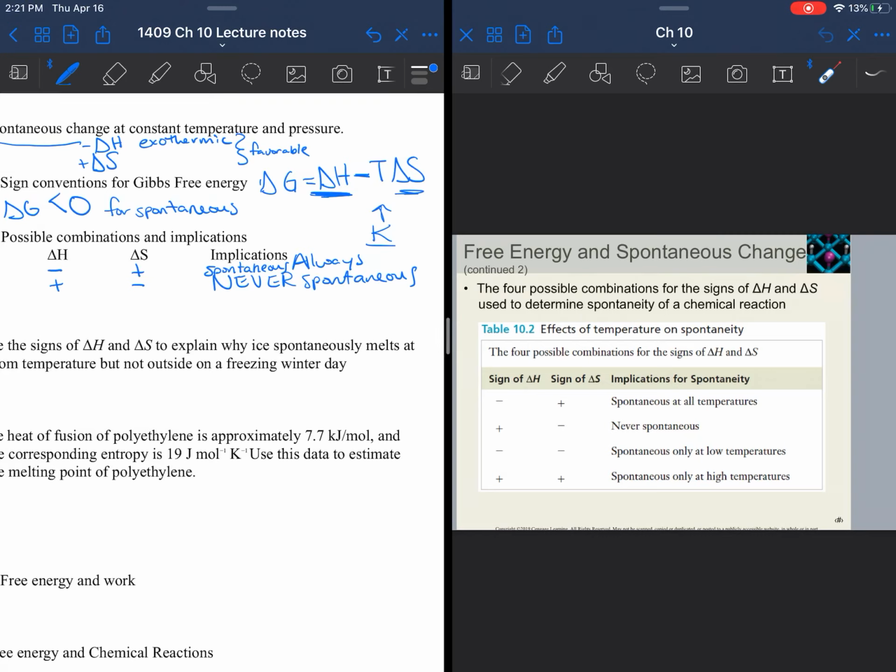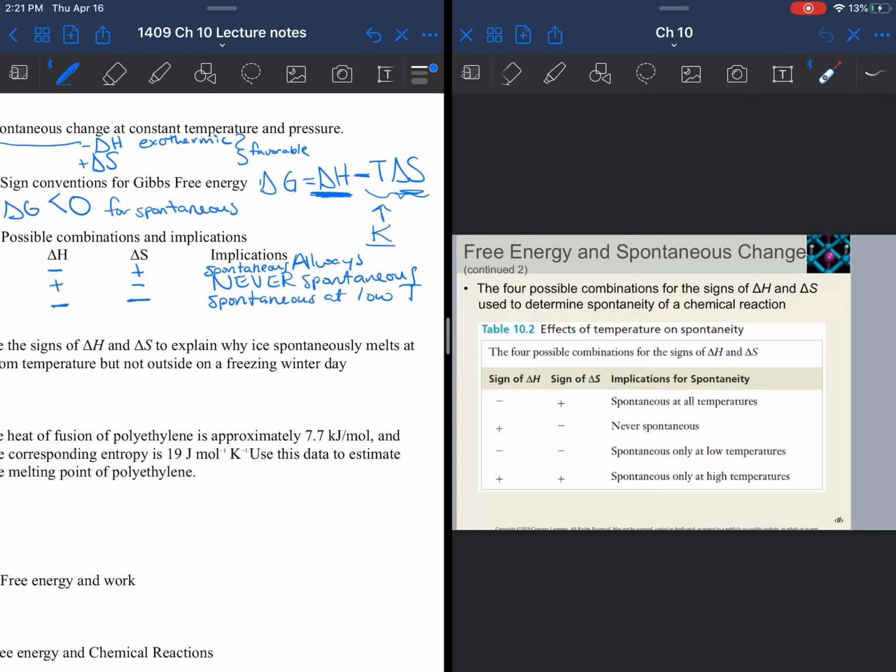But what about when our enthalpy and our entropy are at odds? If we have an exothermic reaction, but one that is decreasing in entropy, it's getting more orderly. Then it will be spontaneous at low temperatures. That's going to be when delta H is going to be larger than this factor here of T delta S.